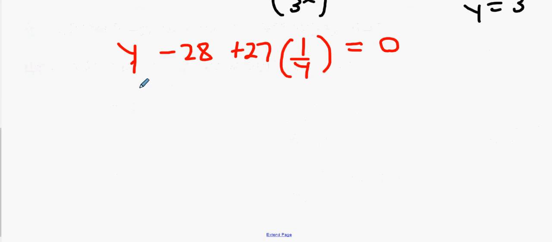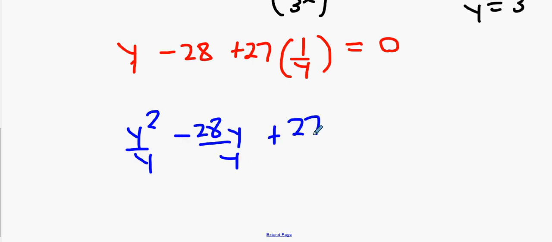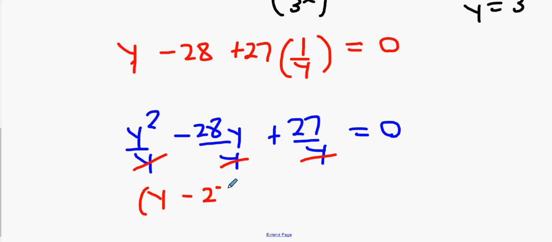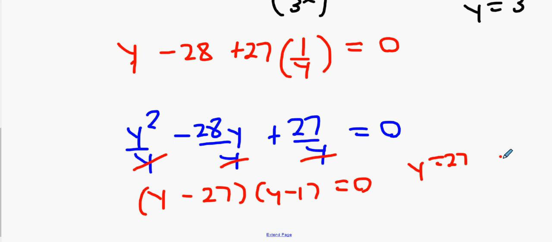So give everything a y on the bottom. So it's going to be y squared over y minus 28 over y plus 27 over y equals 0. What happens to those y's on the bottom? Cancel, don't they? What do I have left then? Yeah, y minus 27 and y minus 1 equals 0. Y equals 27 and y equals 1.